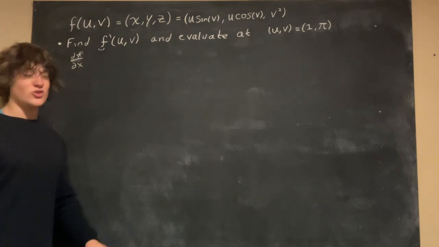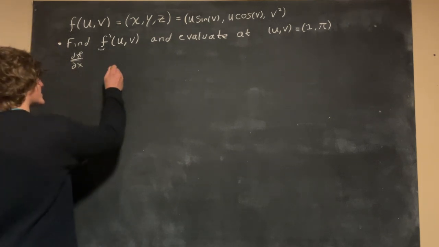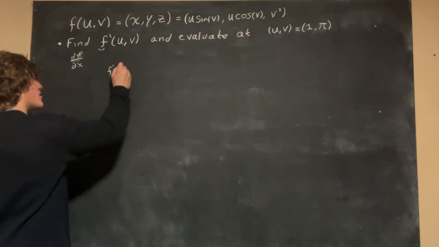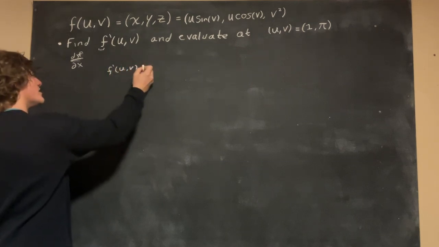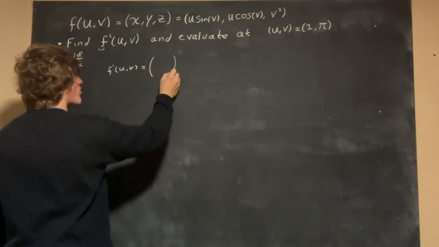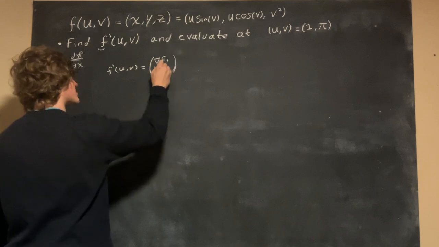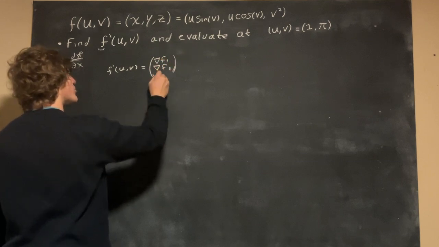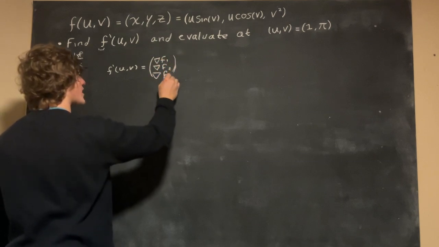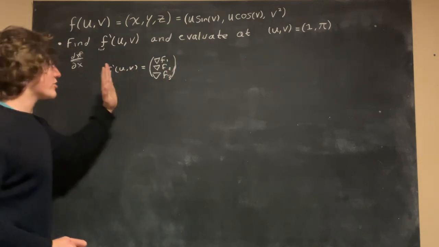So what we can do is turn this into a matrix. So we could say that f prime of u comma v is equal to a matrix of the gradients of each of these functions with respect to u comma v. So this is our formula for our derivative.